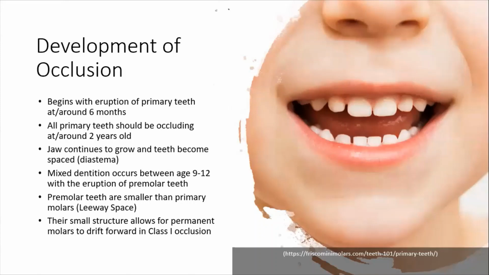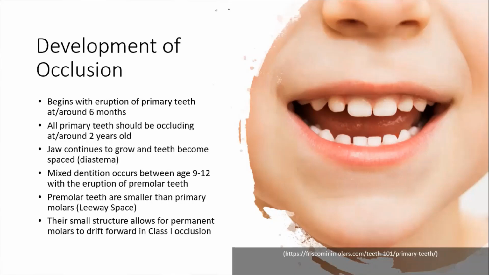So the development of occlusion really occurs with the eruption of the primary teeth somewhere around 6 months. And this varies with individuals. I know for myself, my daughter got her teeth at 4.5 months and had a full dentition by the time she reached a year old. And my son didn't have any teeth until he was around 8-9 months. So it really varies. But around 2 years old, all the primary teeth should be occluding or touching each other.